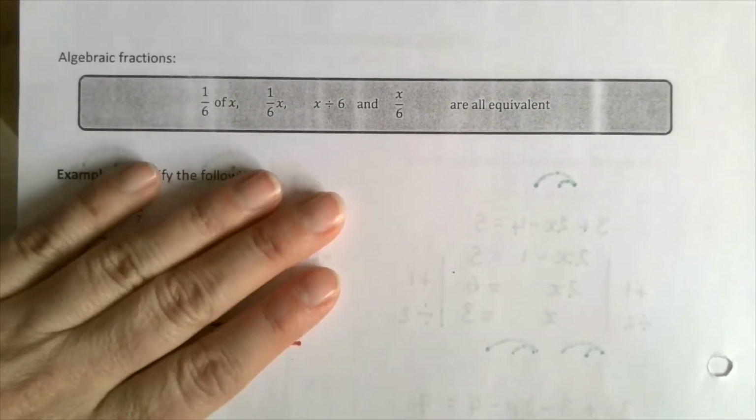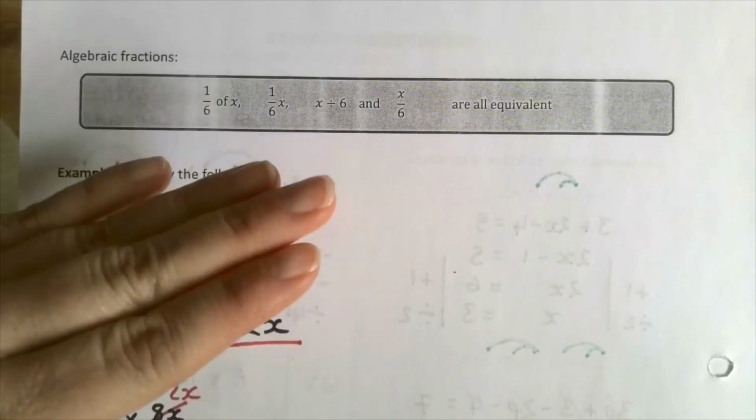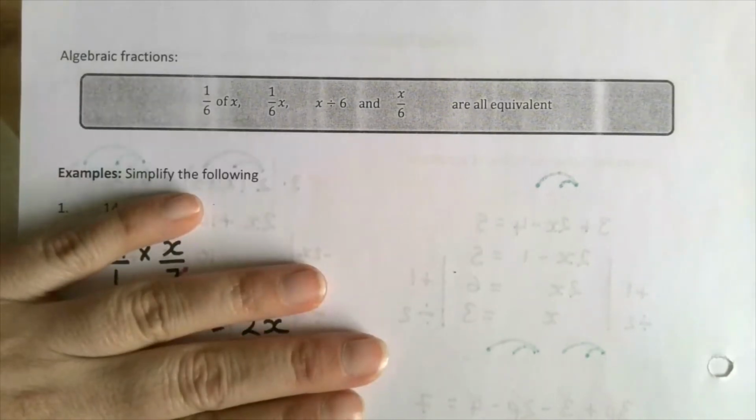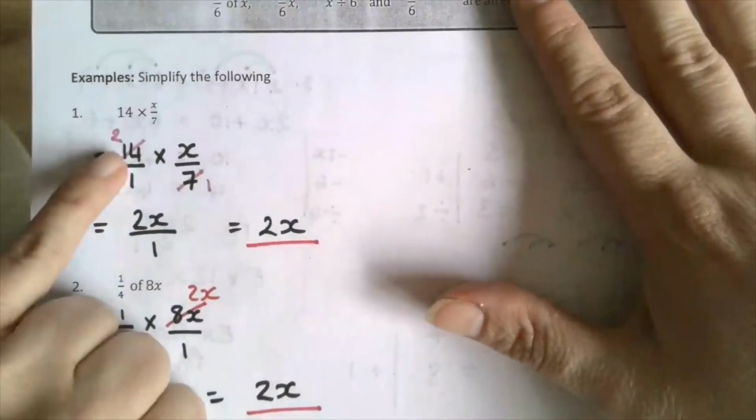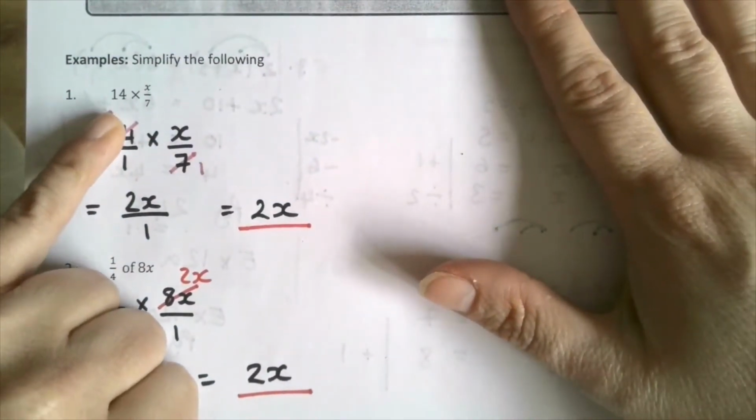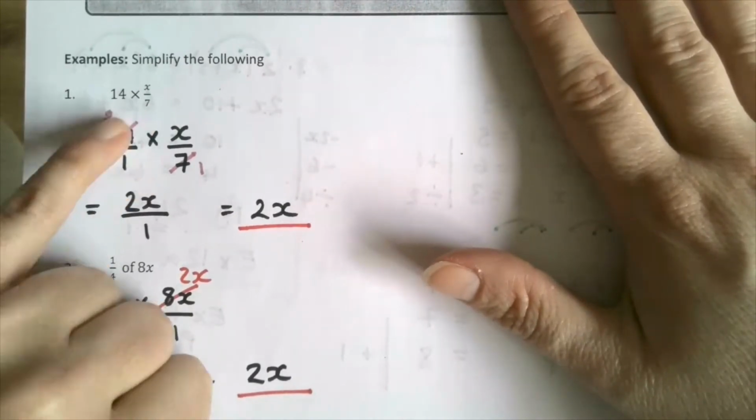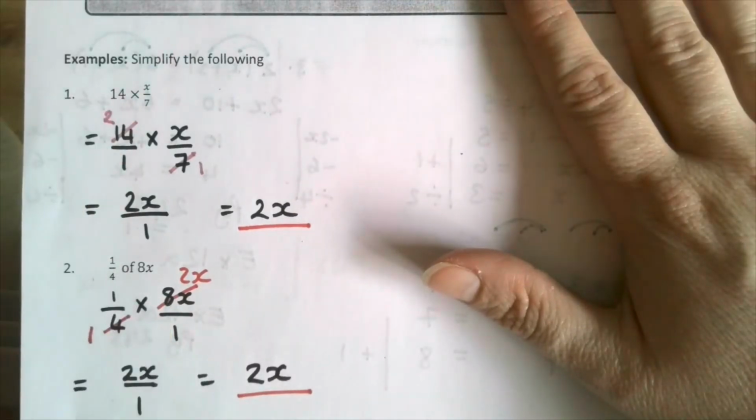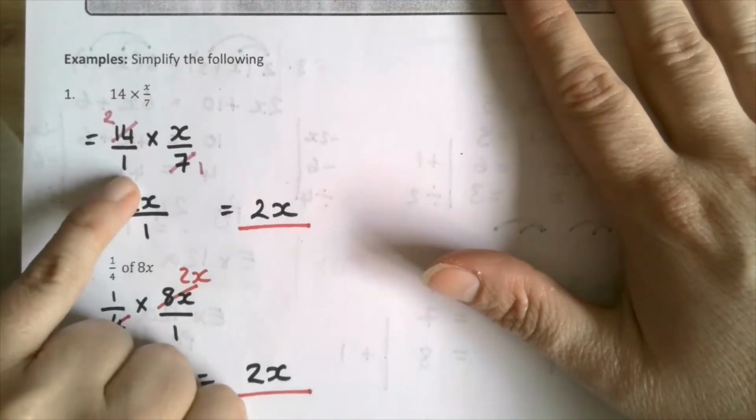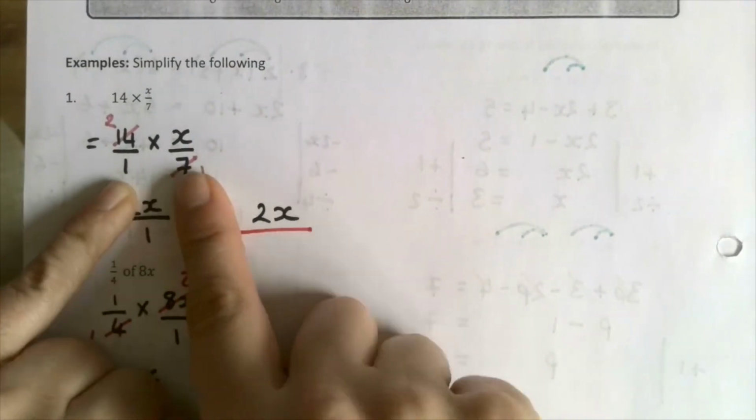Now, these examples look quite messy because I've already filled them in. But we'll follow on. I'm glad I used different colours whenever we were doing this in class. So for example 1, we've got 14 multiplied by x over 7. So the first step is to rewrite this 14 so that it looks like a fraction. So 14 as a fraction is 14 over 1. Okay, so 14 over 1 multiplied by x over 7.